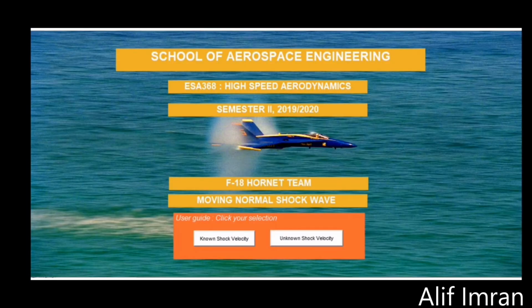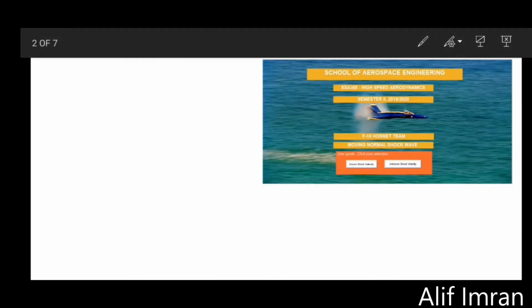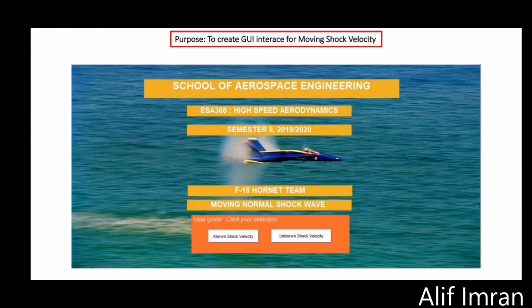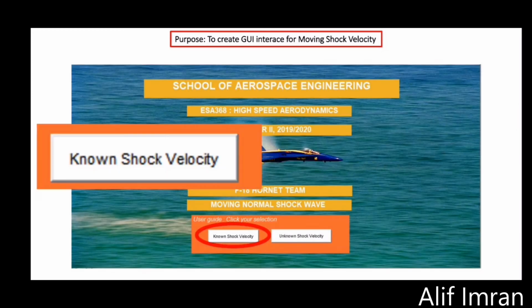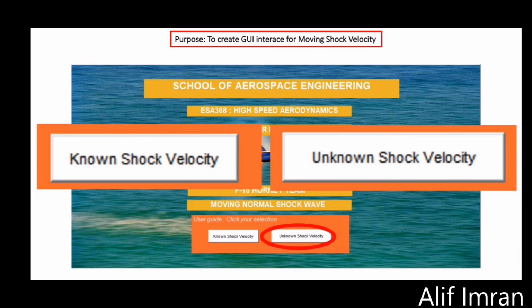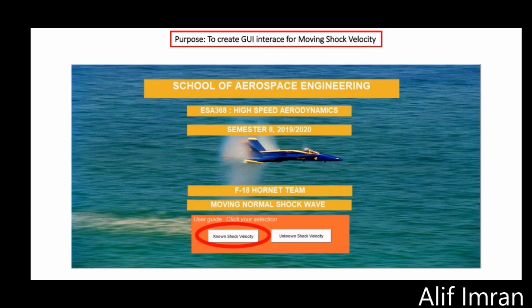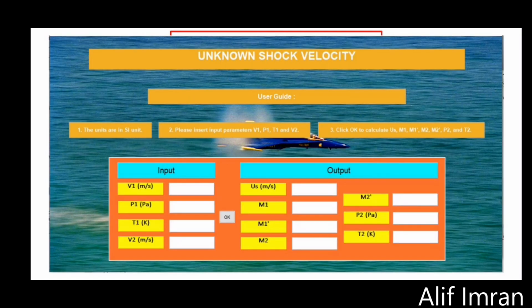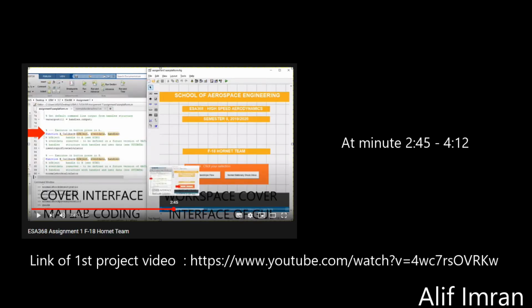Alif here. Graphical user interfaces, GUI, for both model cases are created. For our GUI, one main rule to use it is that it is only applicable for situations where the shockwave is traveling into a region of stagnant air or air that is itself moving in the same direction as the shock. Combining both model cases into one GUI, the left-hand side is non-shock velocity and the right-hand side is unknown shock velocity. By clicking the non-shock velocity, the non-shock velocity calculator will come out and vice versa. The details of how to produce the GUI can be referred to in the first video project from 2:45 until 4:12.